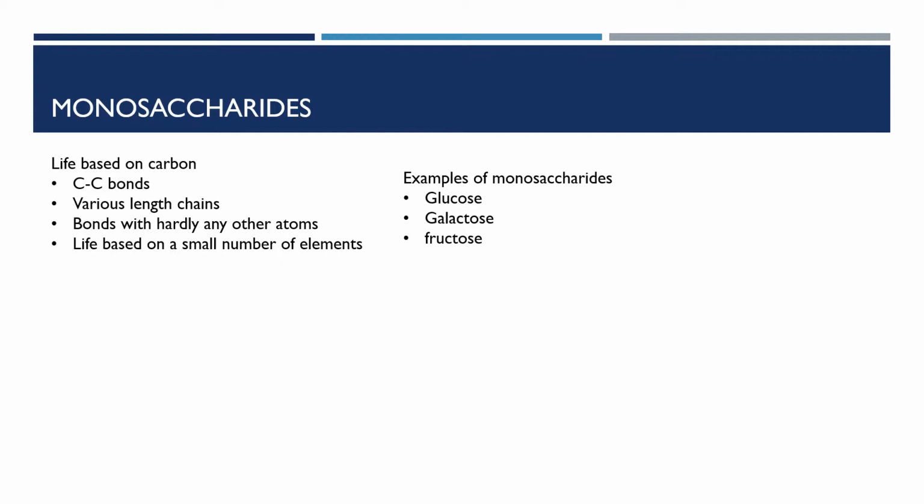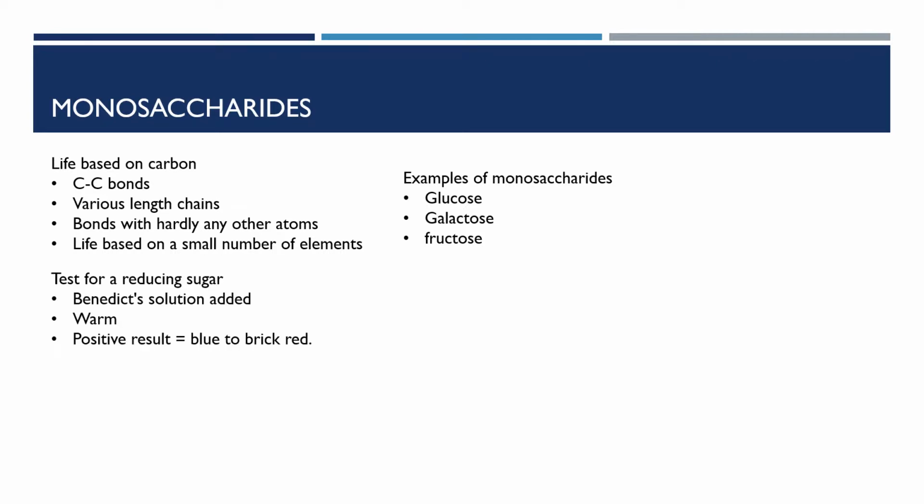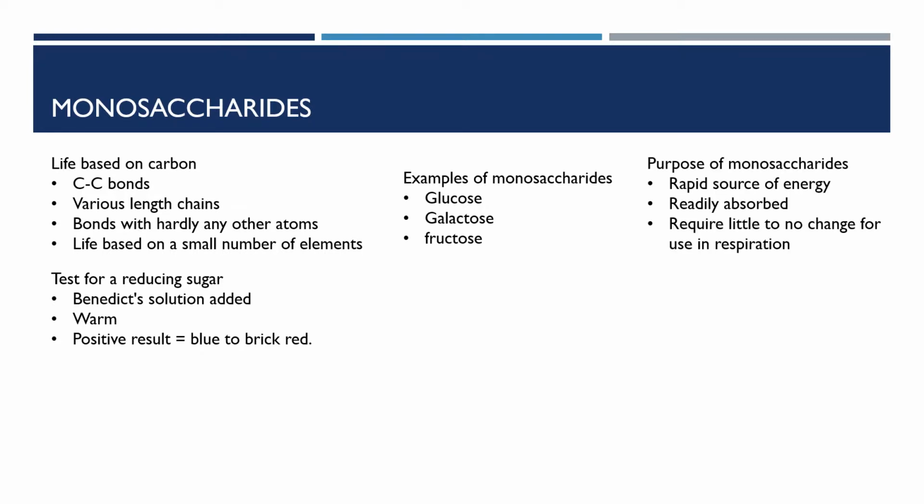So some examples of monosaccharides are glucose, galactose, and fructose, like I said previously. And a test for these monosaccharides would be Benedict's. Benedict's is a blue solution, and when it's added and heated, a positive result is it turning brick red. Now, what is the purpose of monosaccharides? Well, it's a rapid energy source, is readily absorbed, and requires little to no change for use in respiration.